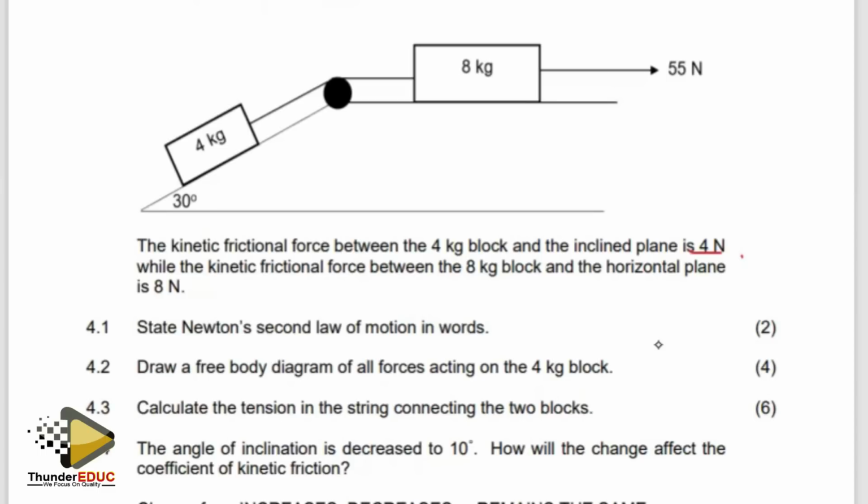While the kinetic force between the 8 kg and the horizontal is 8 newtons. So for the 8 kg, it's 8 newtons. And then for the 4 kg, it's basically 4 newtons.